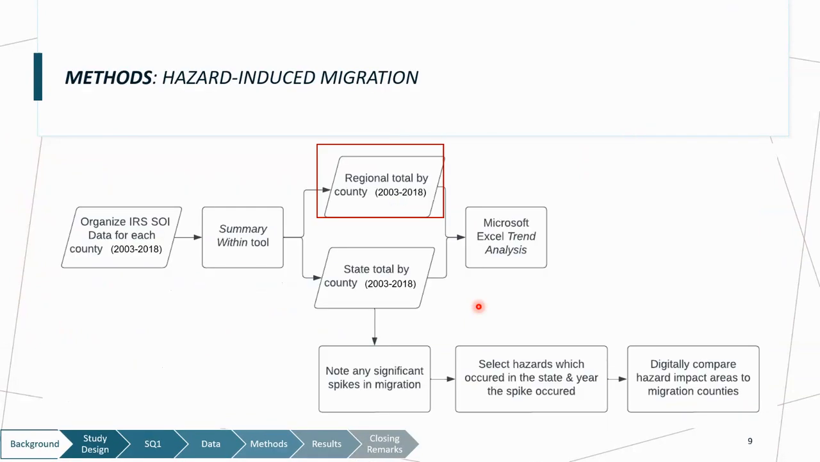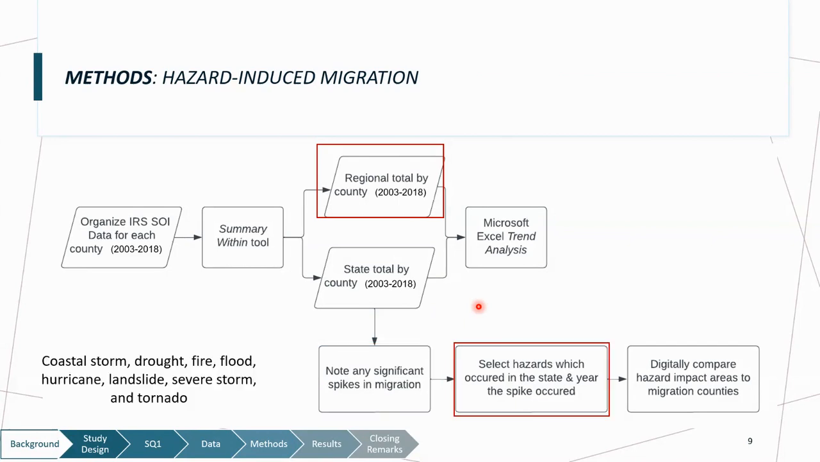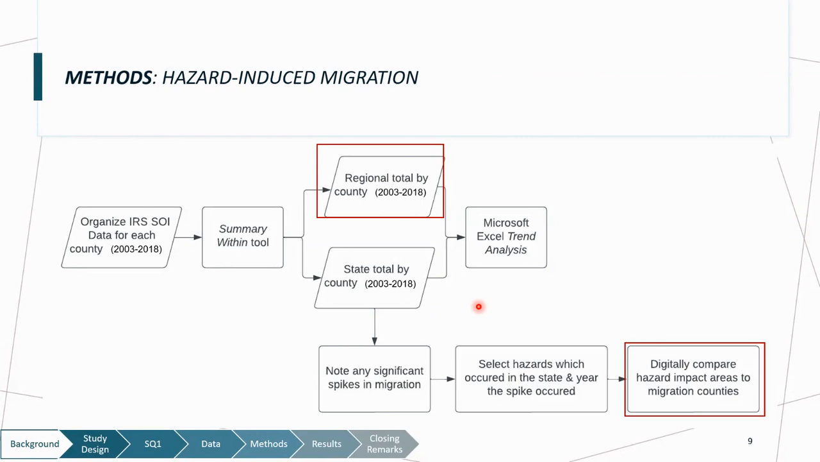Okay, this is the method. And you can see it's a very thesis sort of presentation. So, the method: first we organized the IRS data, and we used ArcGIS. We used a summary within tool to arrange everything. We went regional, looking at different regions nationally, and then we went by state level and the county level. And then we tried to find if there are some significant spikes. Then we selected the hazard which occurred, which in our case was hurricanes. And then of course we tried to bring out the connection with it.